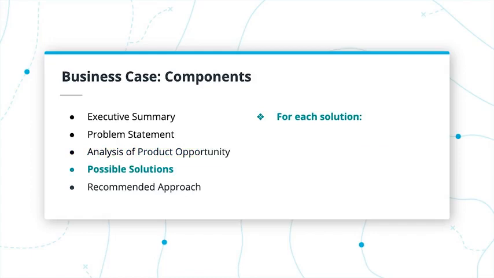For possible solutions, you'll want to detail each possible solution. For each one, you should discuss the benefits, the cost in terms of people, time, or money that will need to be spent, as well as a timeline and risks. When you're putting together this information, it's super important to use as much data as possible. This will help to build confidence in the business case. And for the recommended approach, here you want to explain which approach you're recommending as the best one and why.